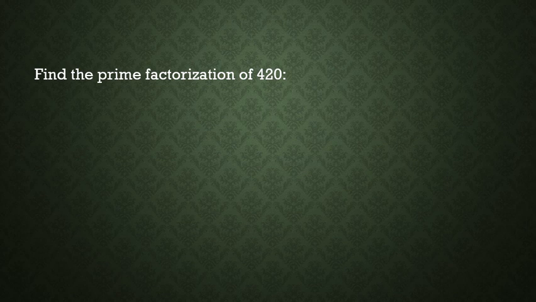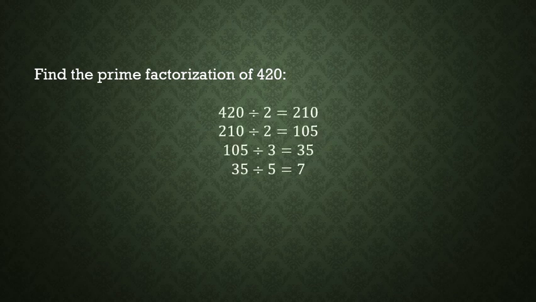All right, so let's see if you came up with the correct answer. Just to get us started here, I can divide 420 by 2, and that gives me 210. I can divide 210 by 2, and that gives me 105. If I try to divide by 2 once again, I cannot do it. I don't get a natural number, so I have to move up to my next prime of 3.